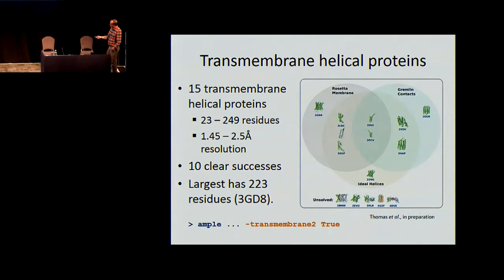There's a flag that tells AMPLE that the target is a transmembrane. And of course, you can combine that with a contact file, maybe using ConKit to do the conversion and allow you to exploit that information as well.